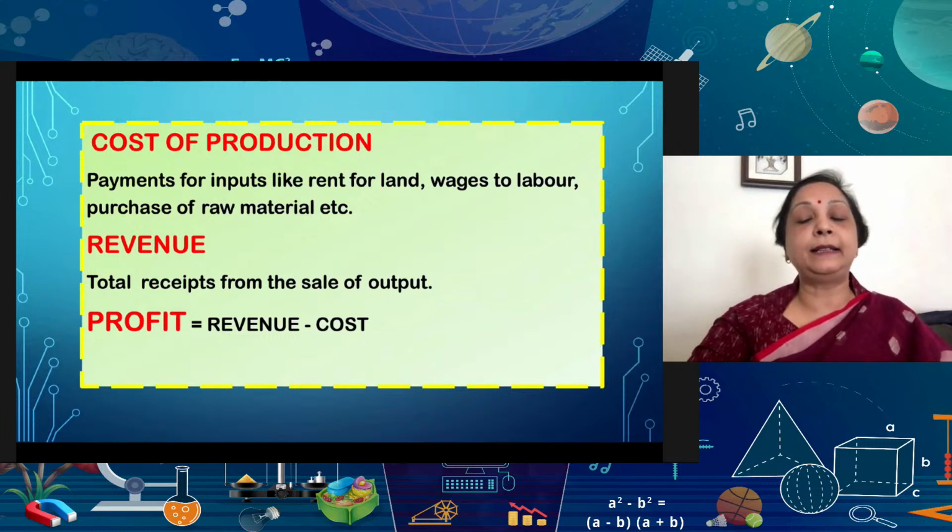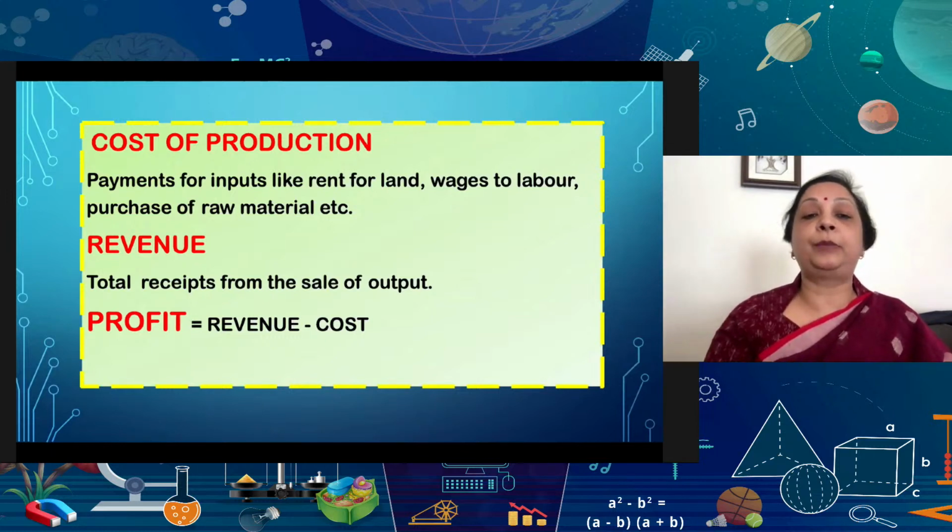When he sells it in the market, he gets some amount of money. That is the receipt, the sale receipts. That is what revenue is. No producer produces just to keep it in their factory. They produce it to sell it. So when they sell it in the market, they get a revenue.